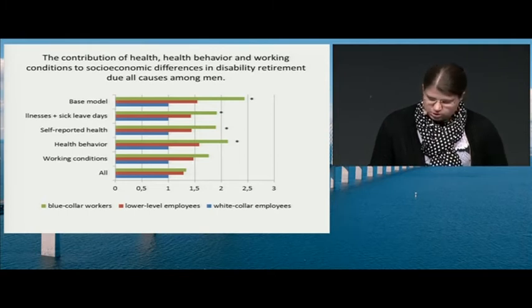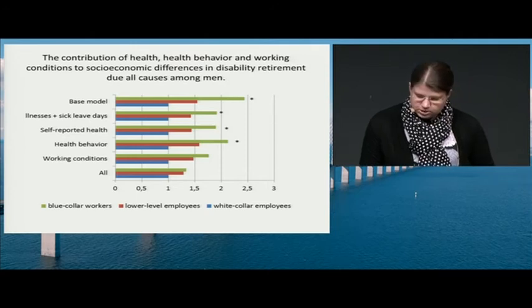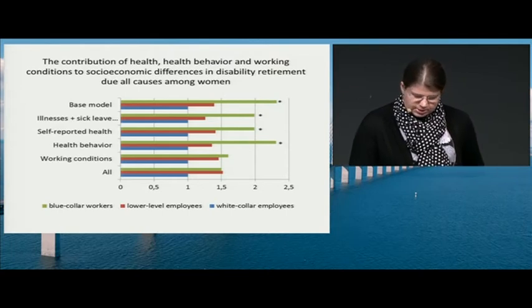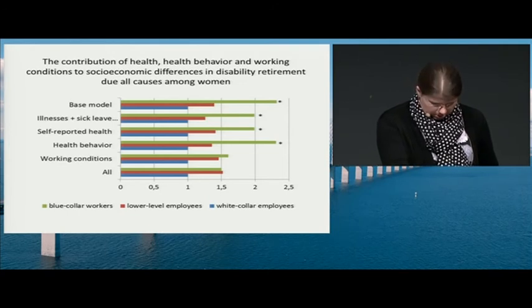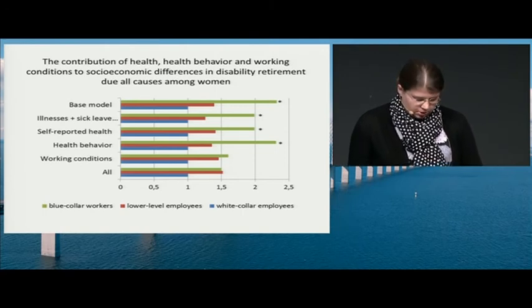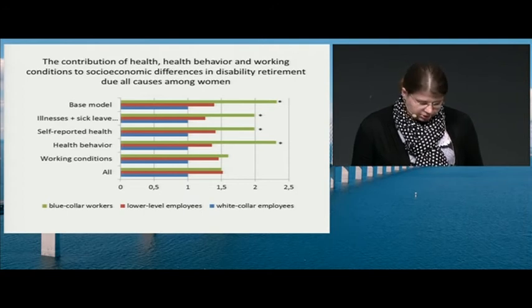We see that the working conditions' contribution to socioeconomic differences is biggest and health behavior was modest. When we hold all factors in the same model, we see that socioeconomic differences were almost diminished. And here we have the same analysis for women. Results are quite similar for women and men, except for health behaviors. There is hardly any effect at all.